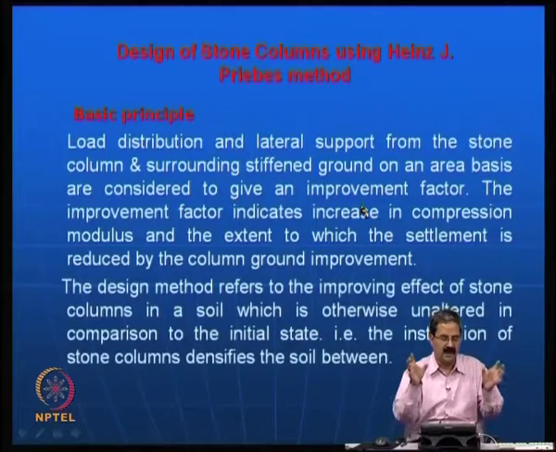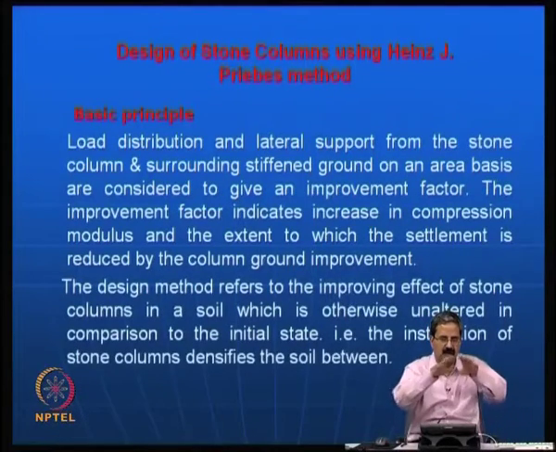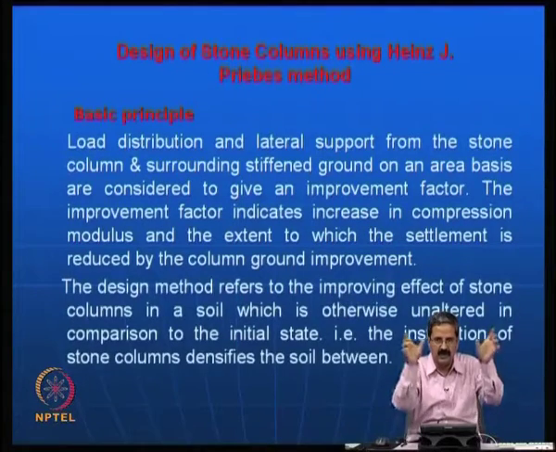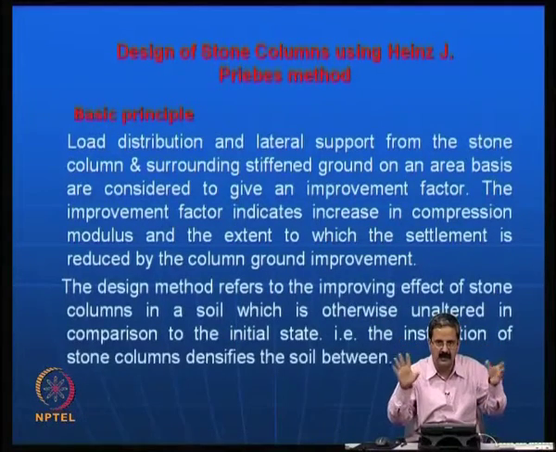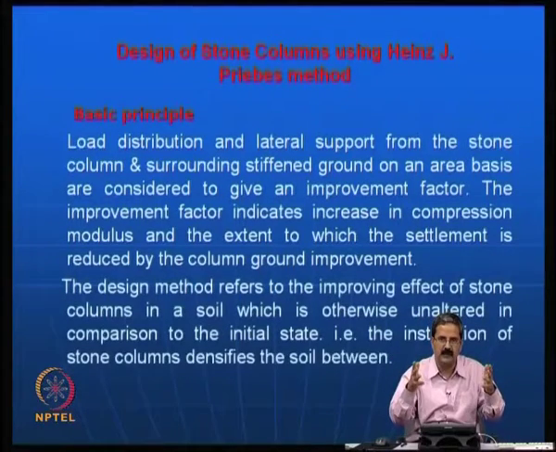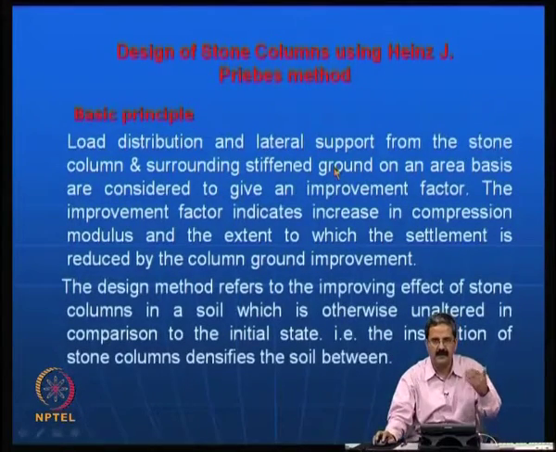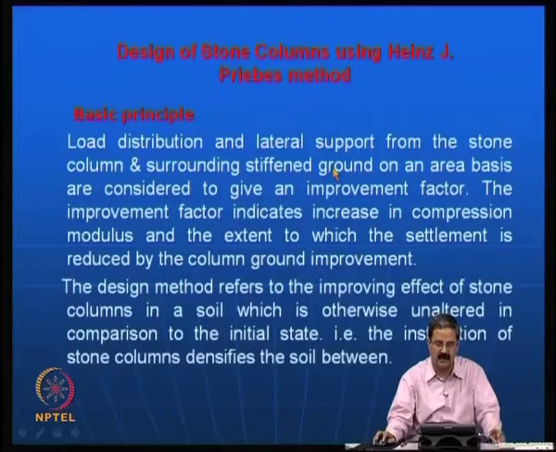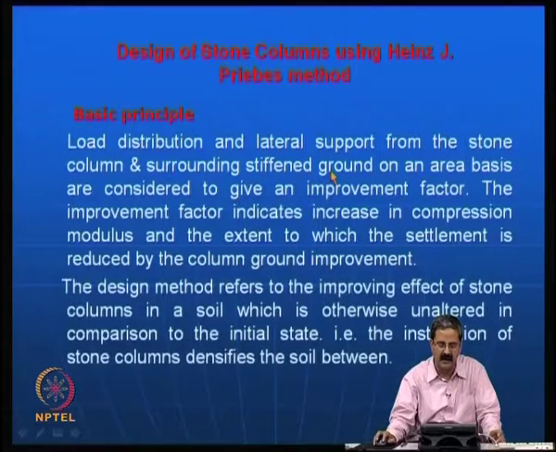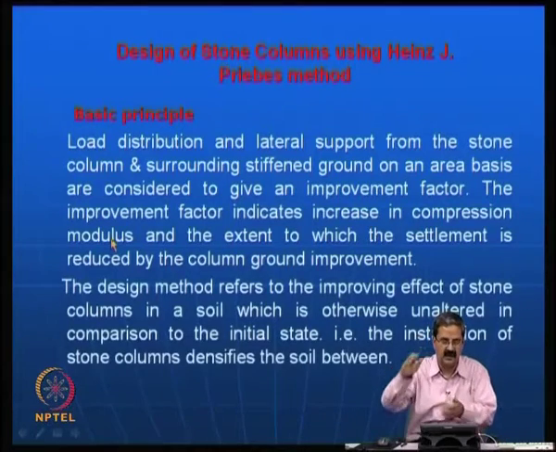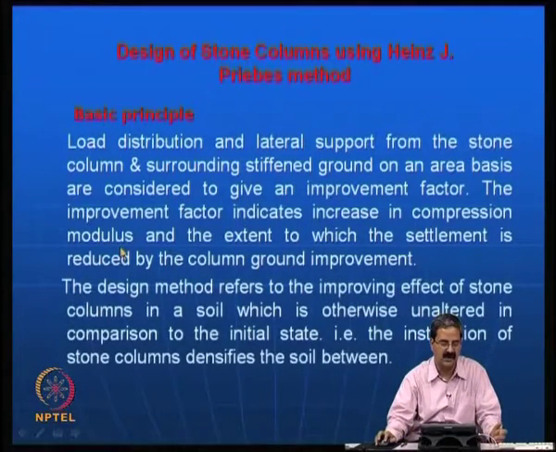Say for example, you have an actual clay soil and then you have some stone columns. Definitely you have improved the area. One can say that the improvement factor, in terms of area replacement, how much of the original soil is replaced, can give an idea of the improvement. Sometimes this improvement factor can indicate the increase in compression modulus, like you can do a consolidation test where you get the compression modulus and the extent to which the settlement is reduced by the column ground improvement.